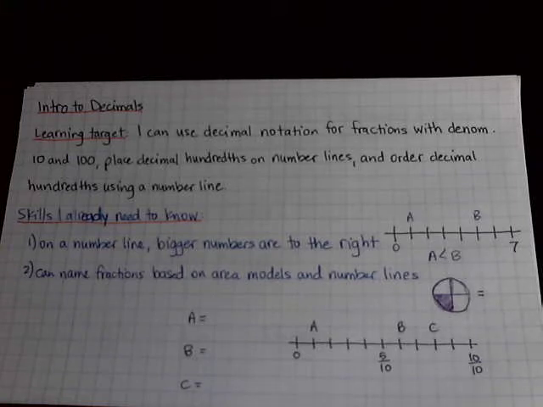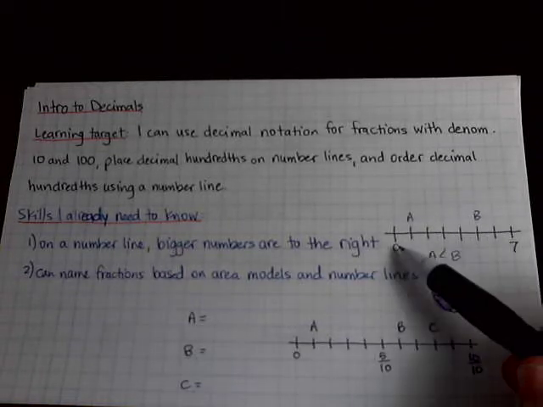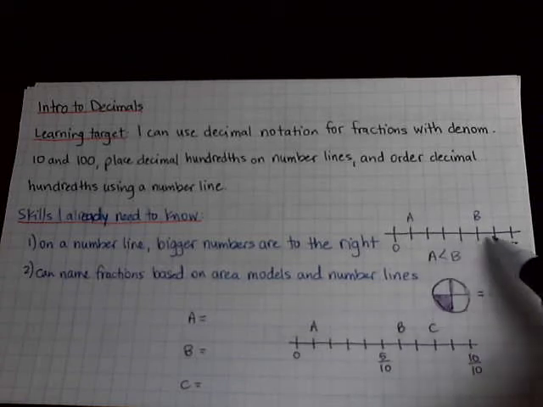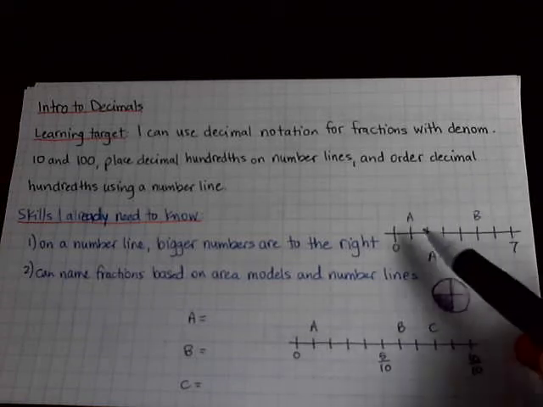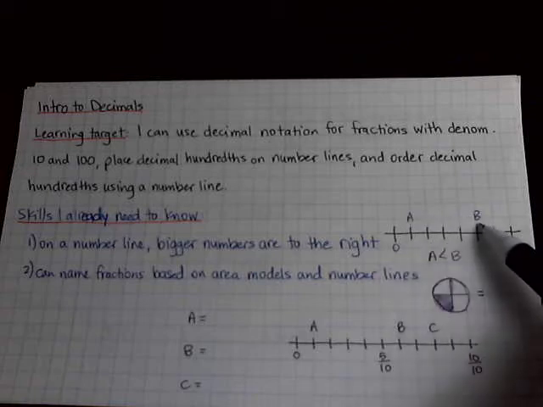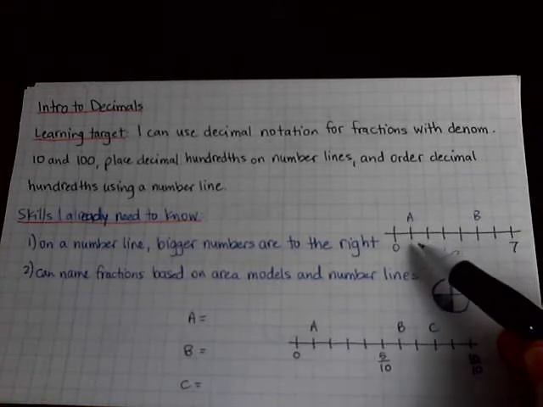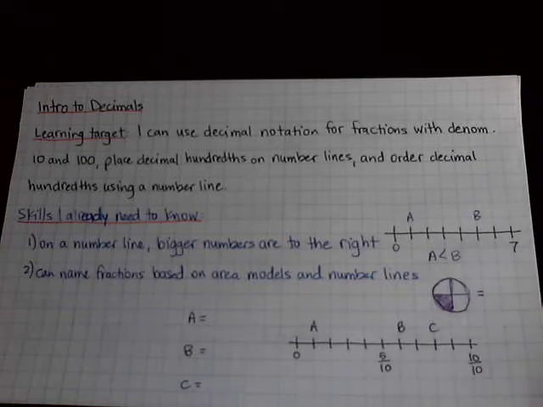So there are a couple of skills that we already need to know. The first one is that on a number line, which we've used before, bigger numbers are to the right. So if I have a number line that goes between 0 and 7, so this is 1, 2, 3, 4, 5, 6, and 7, and I have A and then B on the number line, I just recognize that B, because it is further to the right, is bigger than A. That's all we need to recognize.